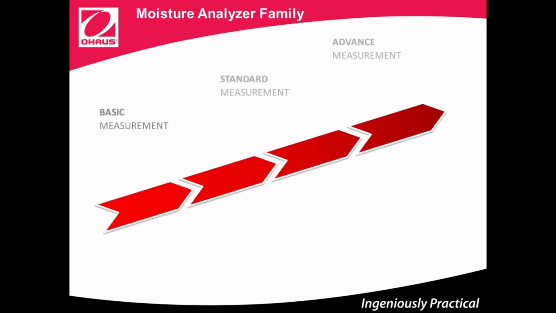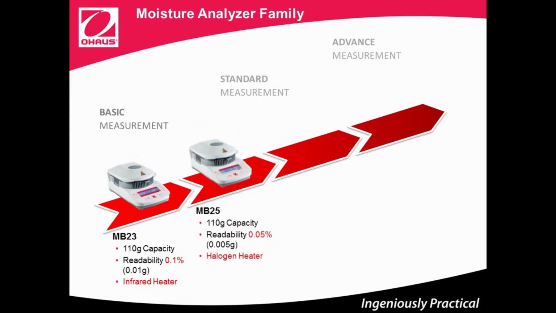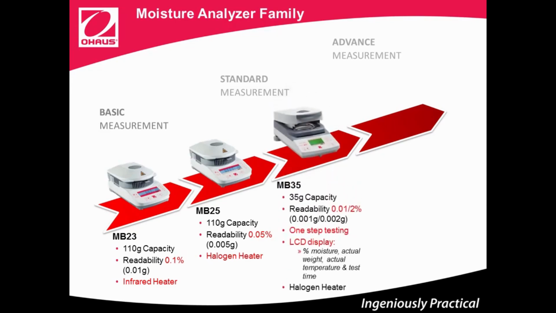From basic to advanced, the OHAUS MB series combines high quality and durable construction into sleek, compact designs. MB23 and MB25 are the basic level of the MB series. MB23 and MB25 offer flexibility for any budget, with readabilities from 0.1% to 0.05%, and a choice of infrared or halogen heating. MB35 is the standard level of the MB series.